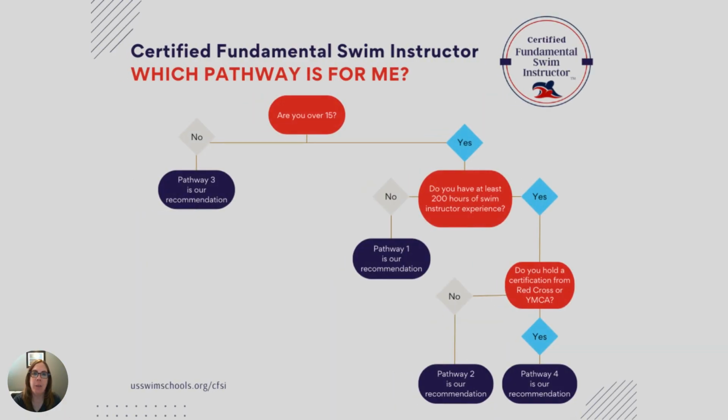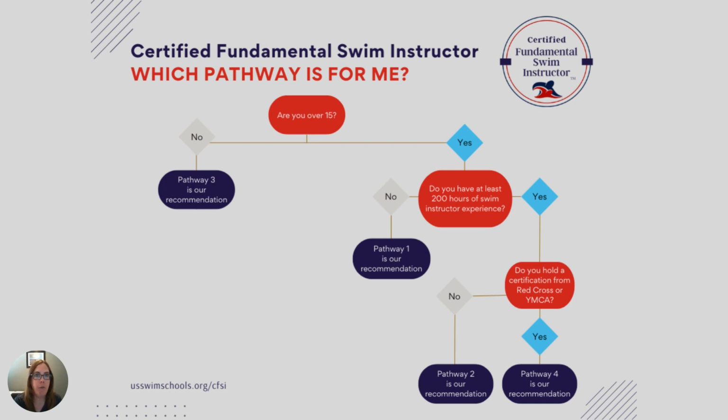How do you decide which pathway is right for you? You'll find this easy to follow chart on our certification webpage. First question, are you over 15? If you are not, you're 15 years old, then pathway 3 is for you. If you are, then the next question is, do you have at least 200 hours of swim instructor experience? If the answer is no, then pathway 1 is for you.